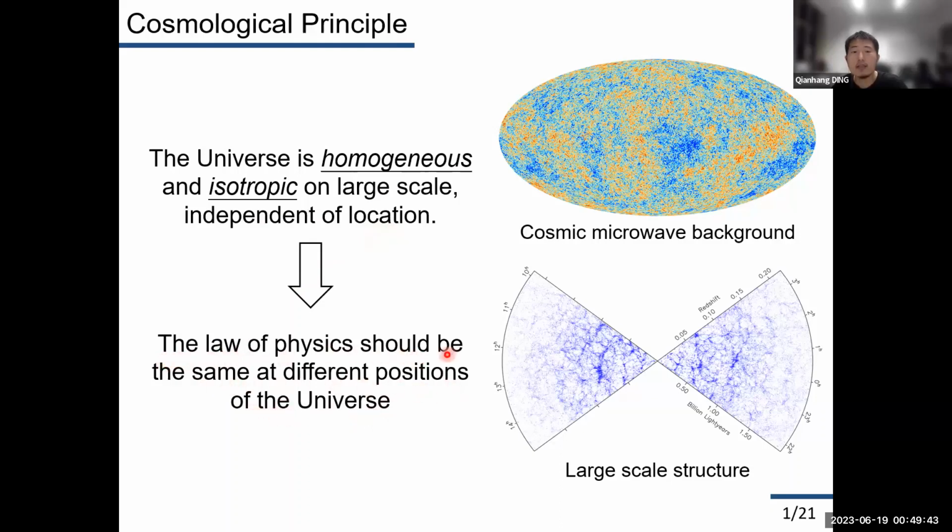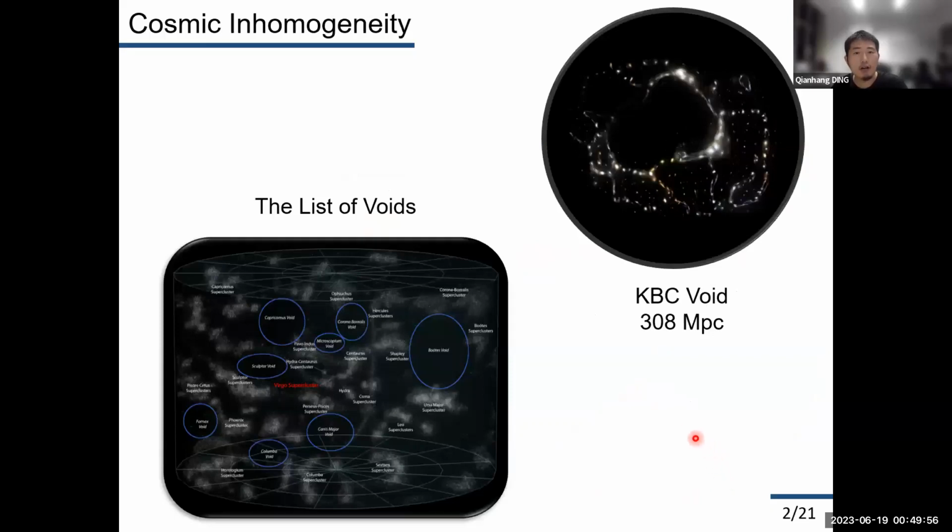positions of the universe. The cosmological principle has already been proved in a lot of observations, for example, the cosmic microwave background and the large-scale structure. However, we still observe some inhomogeneity, such as the many void structures we have already found in the large-scale structure. Especially, there is a void structure called the KBC void with a radius of 300 Mpc, especially because our Milky Way lives inside it.